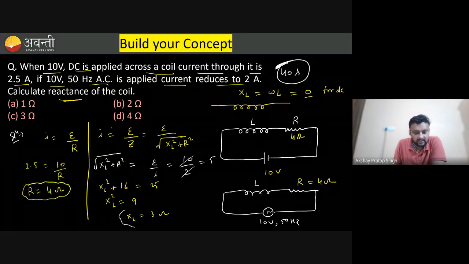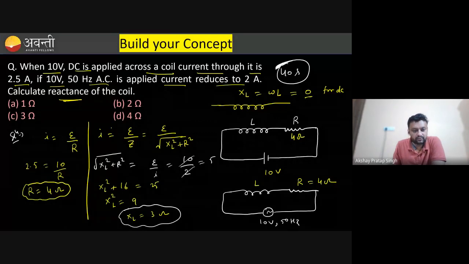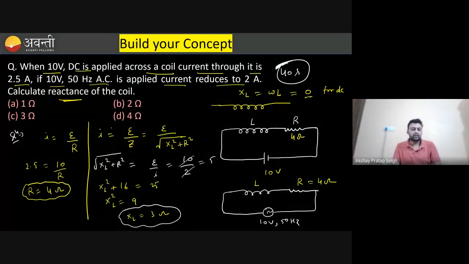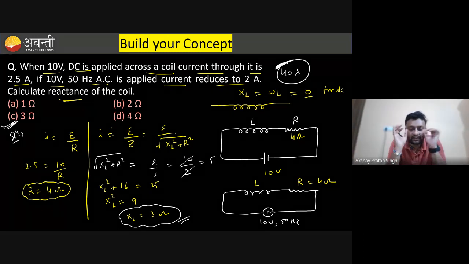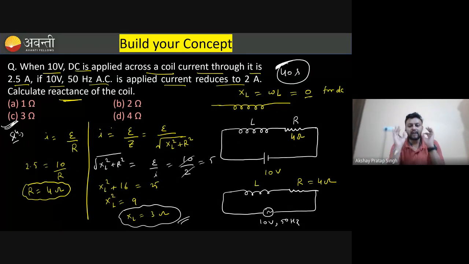Someone has answered, that was correct. I just forgot the name. One person has answered 3 ohm. Very good. Who was that person? Namita. Very good, Namita. Okay. So this is 3 ohm. Is the question clear to everyone? Because everyone should learn the same.